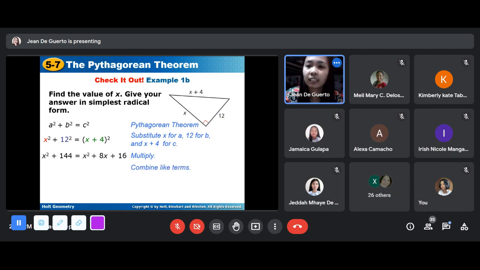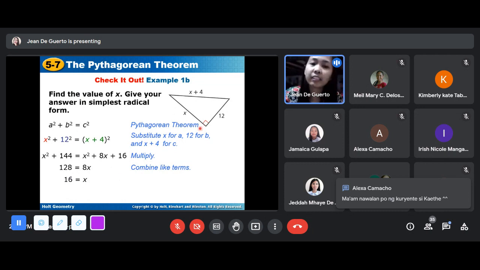Next is to combine the like terms or the similar terms. So, magka-cancel ito yung x squared and x squared sa left and right side. Tapos, transpose natin si positive 16 sa kabila. So, you are going to have 144 minus 16 is equal to 8x. So, therefore, we are going to have 128 is equal to 8x. And then, divide both sides by 8. So, therefore, x is equal to 16.